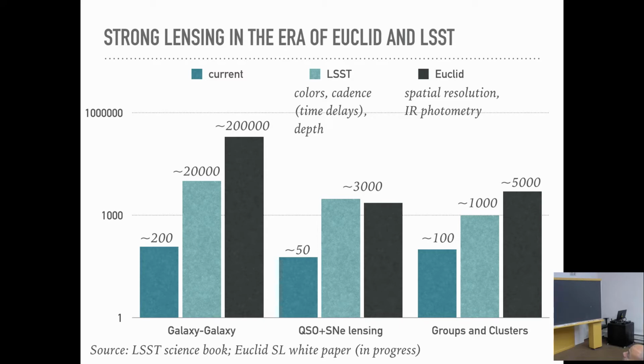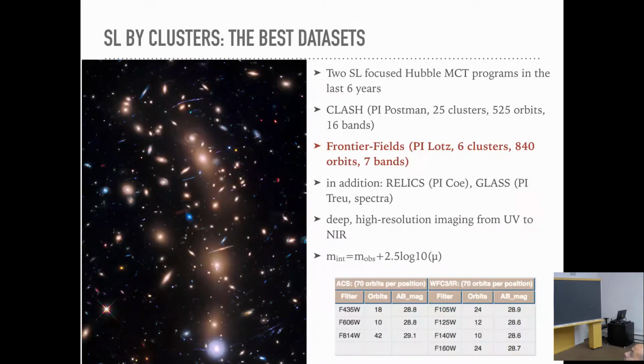Okay, and the combination of these two instruments would be really a great thing to put in place, right? Because combining the color information, the cadence and the depth that LSST can provide with the spatial resolution, infrared photometry, and whatever else that Euclid can provide would be really a great benefit for exploiting the science that could be possible with these huge data sets.